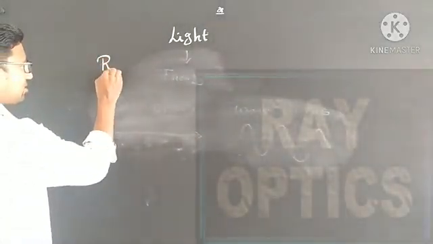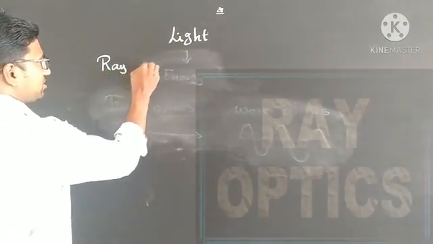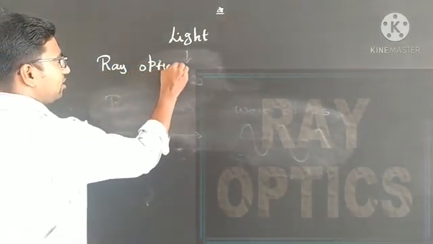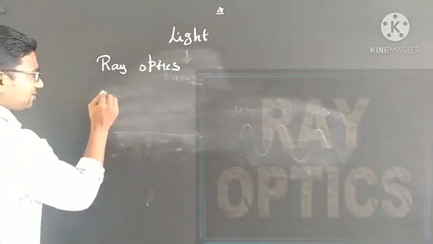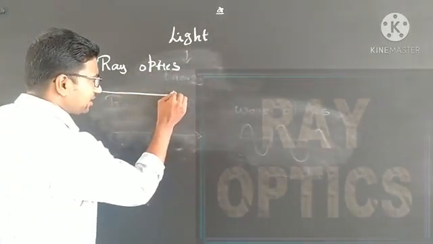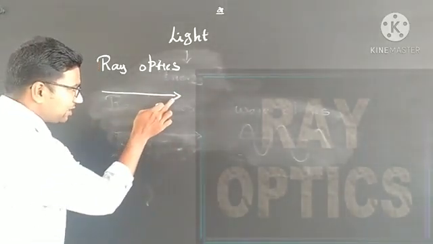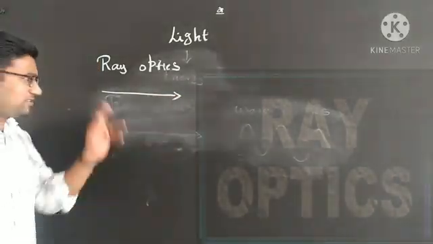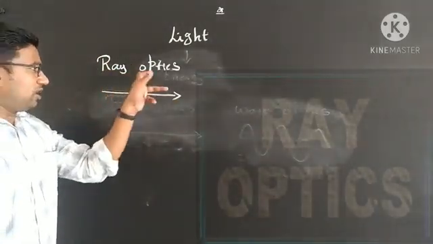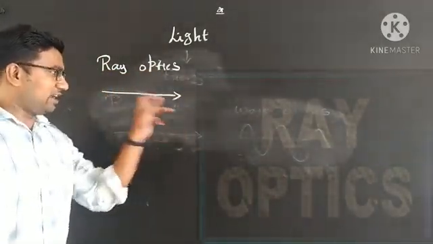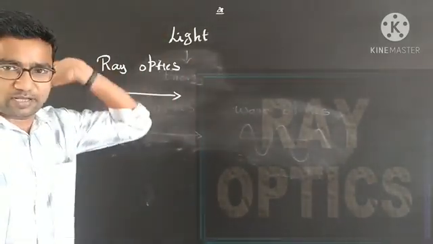What is ray optics? How do the light rays travel? The light rays travel in the form of a straight line, indicated by arrows. This is an arrow, that's why this is a ray. So when light travels in a straight line, that should be called ray optics.